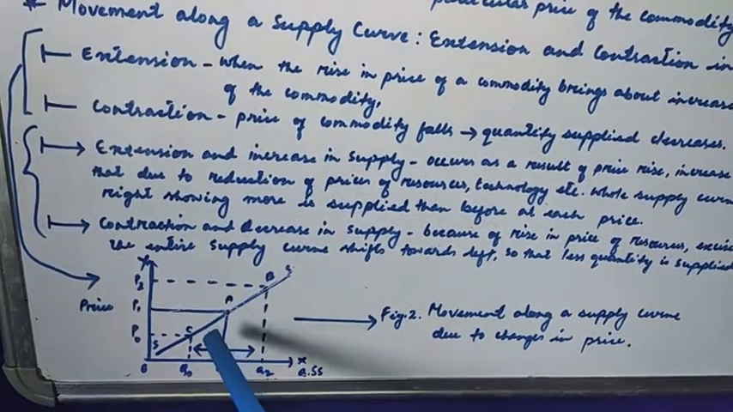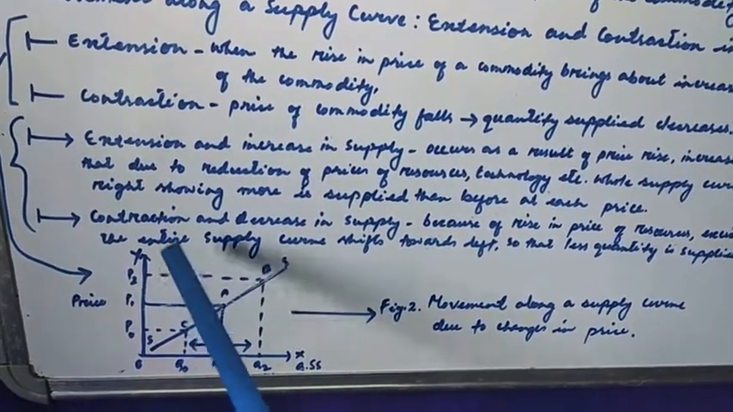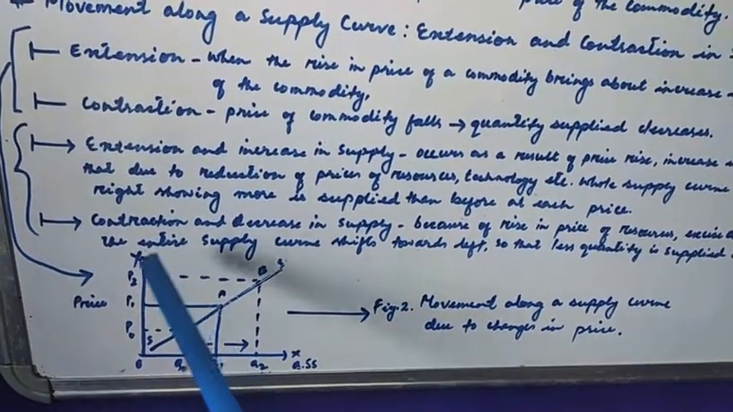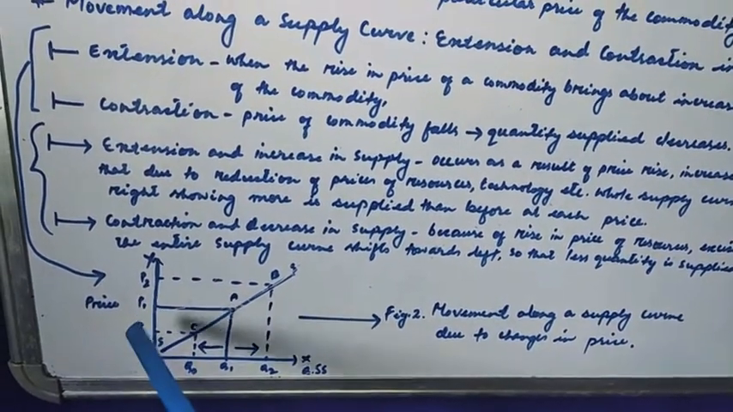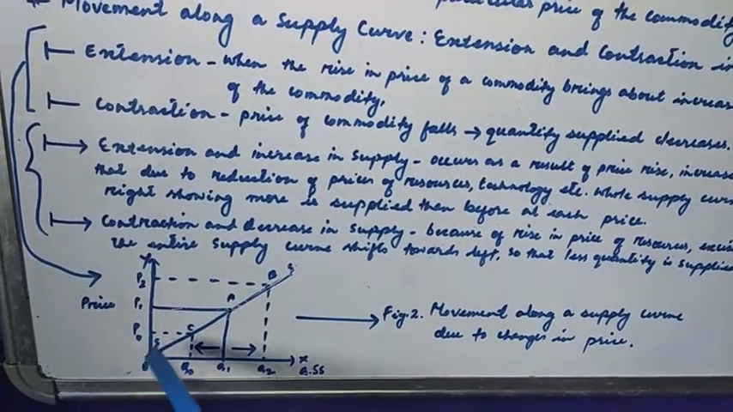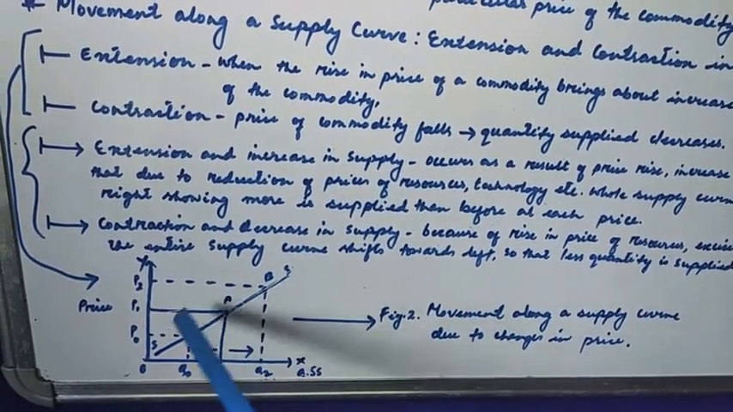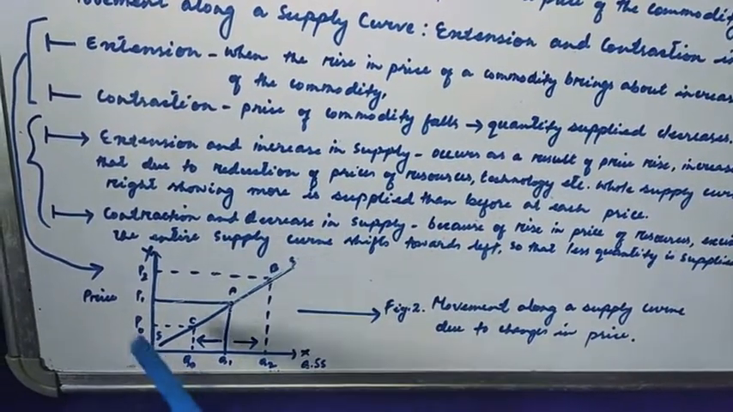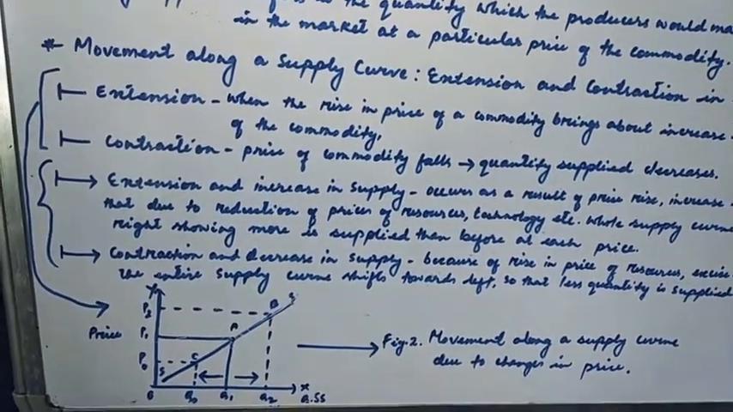So when you write your exam, you have to write the given. So what you are measuring on the x-axis, what you are measuring on the y-axis, and O is the origin, and what is the supply curve, SS is the supply curve, and all those things before you start explaining your diagram.